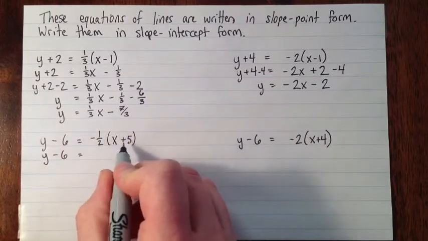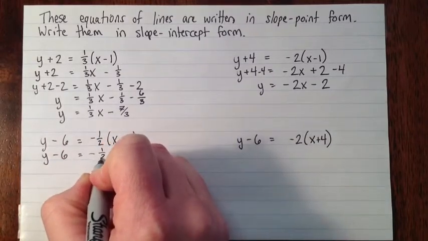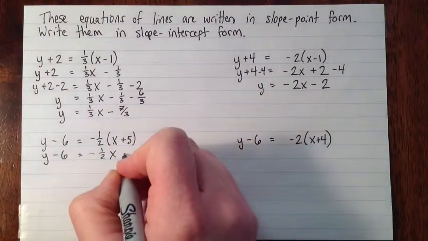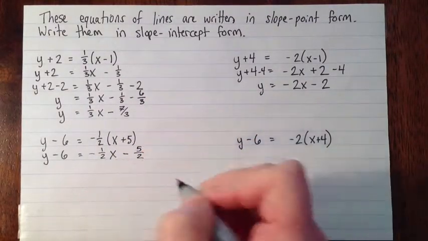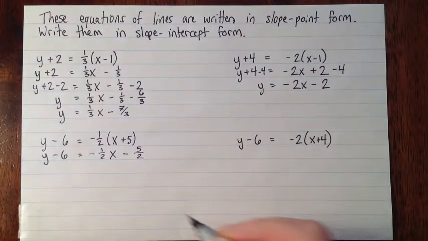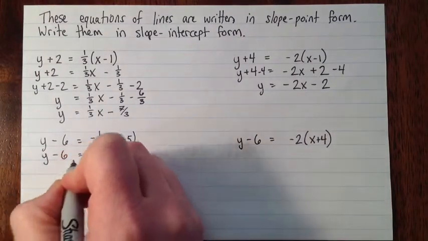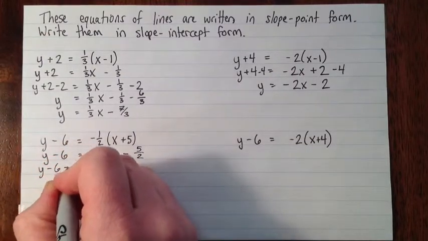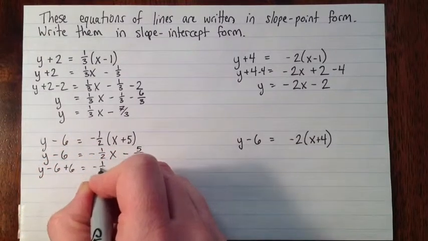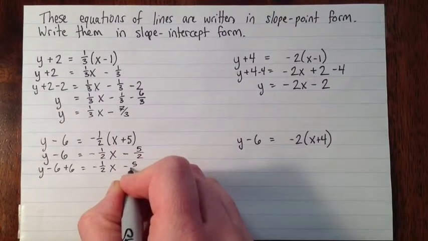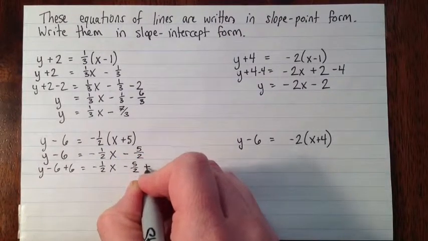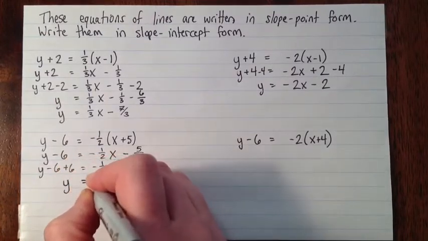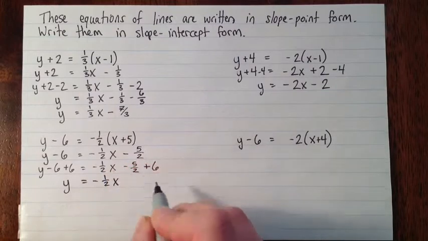we'll simplify the right-hand side, so we'll have negative 1/2 x, and then negative 1/2 times 5 is negative 5/2. And now I'm going to isolate y by adding 6 on both sides. I don't really have enough space there, so I'll write it on the next line. Plus 6 on both sides. So now we've got y equals negative 1/2 x.